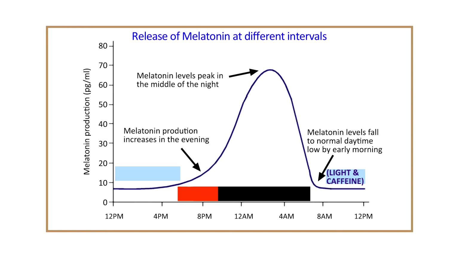figure shown. Melatonin production increases in the evening, peaks in the middle of the night, lowers by early morning, and falls to normal by daytime.